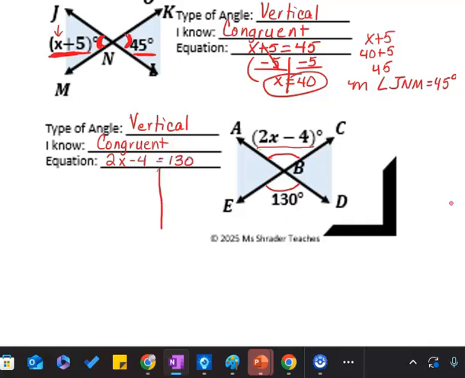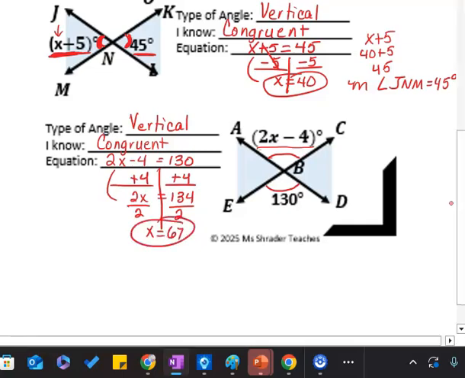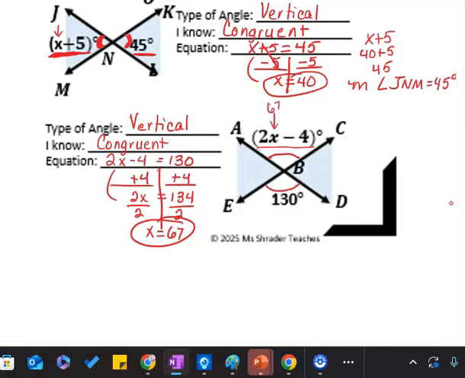All right, I'm going to solve my two-step equation. Bring down my 2x equals 130 plus 4 is 134. Divide by 2. And I get x equals 67. Now that's the value of x. That is not the measure of the angle. We know the measure of the angle is 130 because these are congruent.